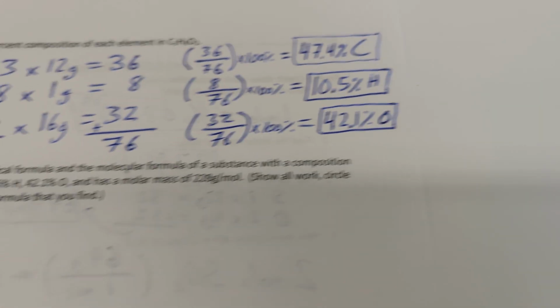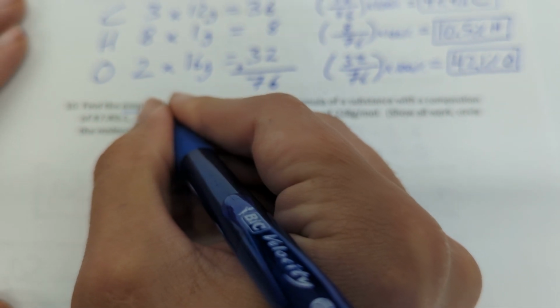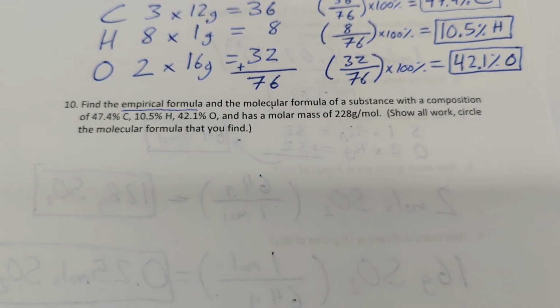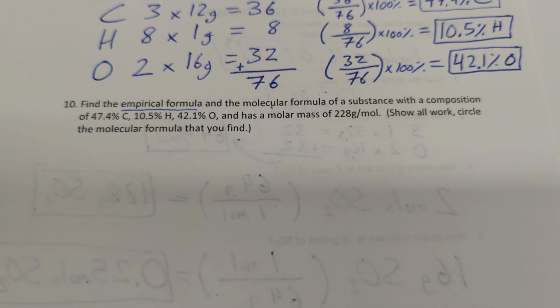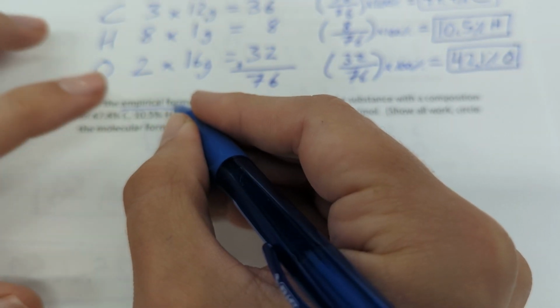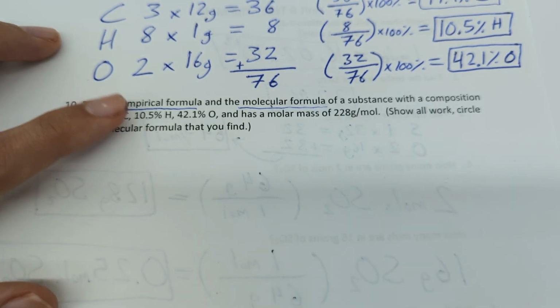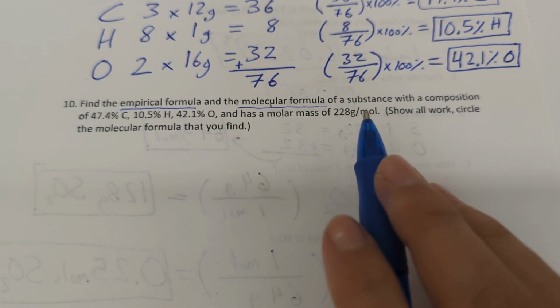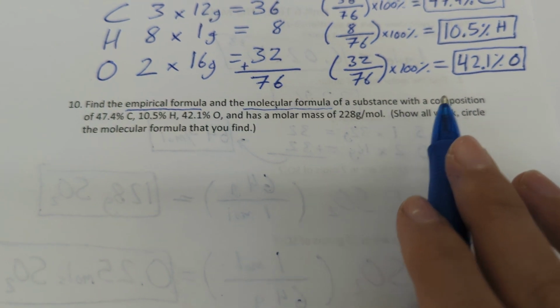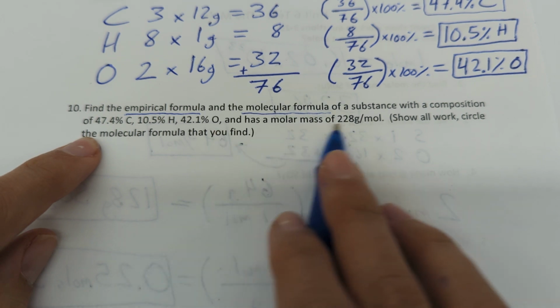All right, we got one last question. These ones are long, but we got the steps, step by step, we can work through it, and it's not too hard. So we got to first find the empirical formula, and then from the empirical formula, we could then find our molecular formula. So we're looking for the empirical formula of a substance with a composition of these percentages and a molar mass of that.